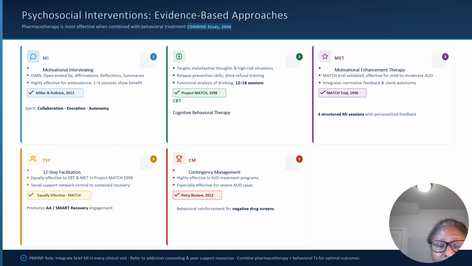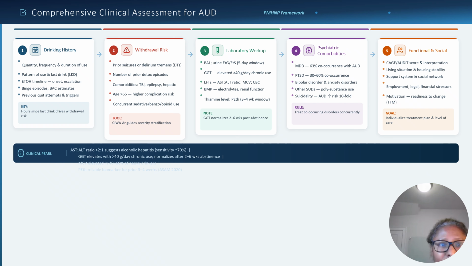And then you have contingency management as well. And then there's also a comprehensive clinical assessment for alcohol use disorder. So first, you're going to get their drinking history, any withdrawal risks that they may have, a laboratory workup, any psychiatric comorbidities, and then also their functional and social status. So this just kind of goes over what all of these would encompass.